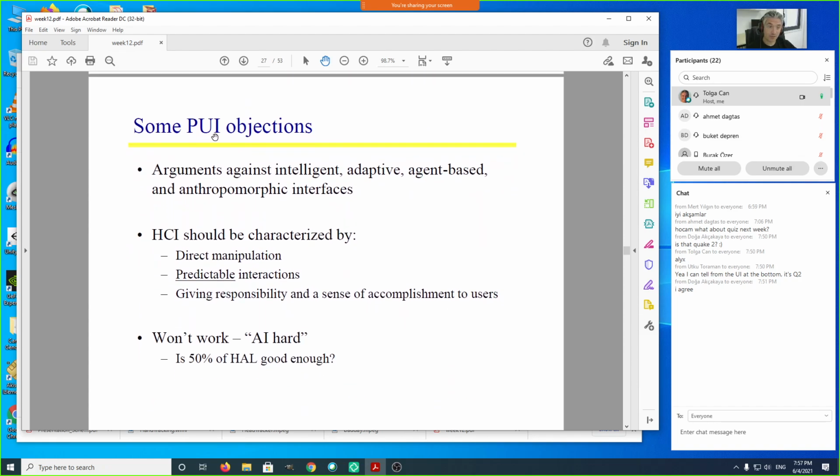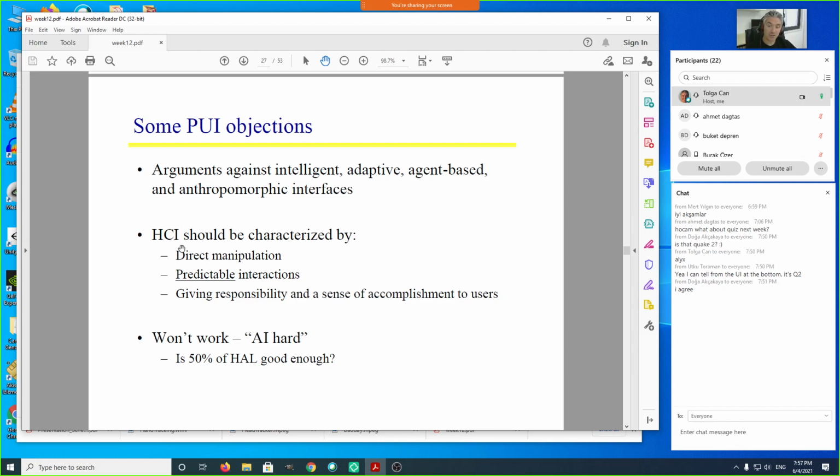And there are also some people who object to perceptual user interfaces. They are not accepted as the way to go by all human-computer interaction specialists. There are certain arguments against intelligent, adaptive, agent-based interfaces, and interfaces that look like humans. Do we really need such interfaces that mimic human interaction? Do we want them to be intelligent, adaptive?